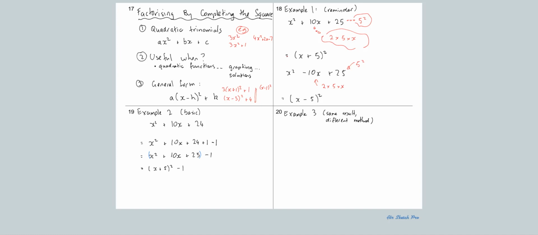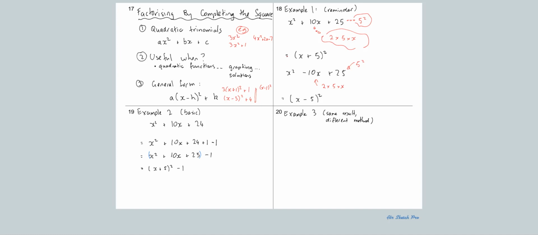And I just wanted to point out that this is now in this format. A is equal to 1, h is equal to negative 5, minus 5 is plus 5, and k is equal to negative 1. So it is in that form, and almost always it's absolutely fine to leave it in. In terms of when you'd want to use completing the square, this is the form you basically want to get, and then we do things with it from there.